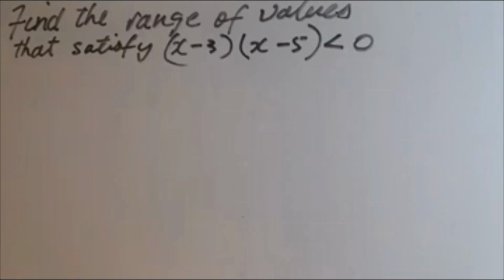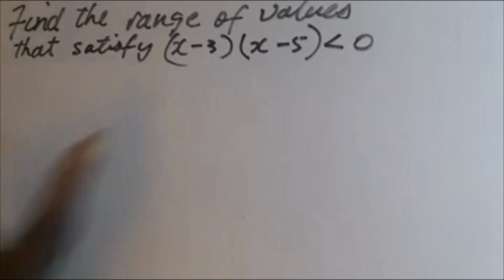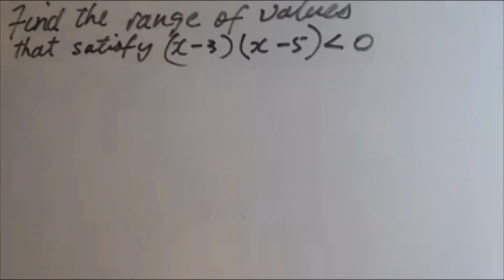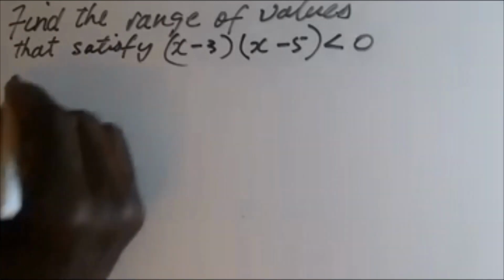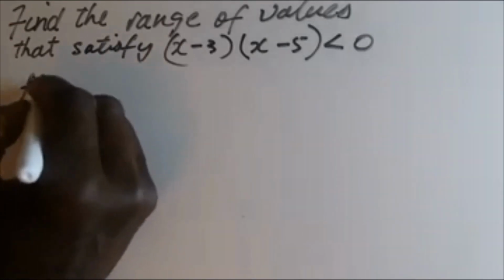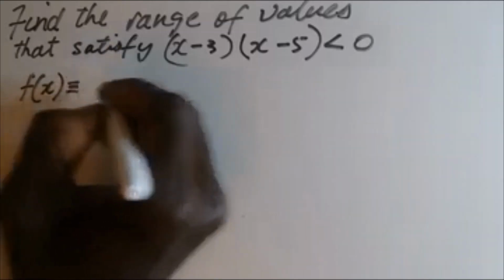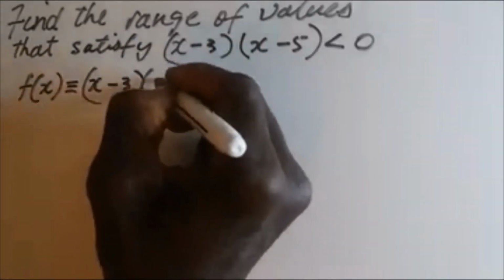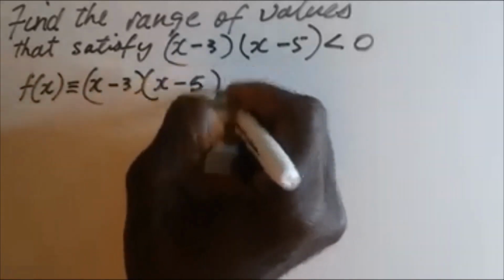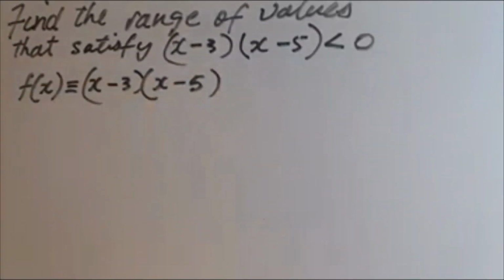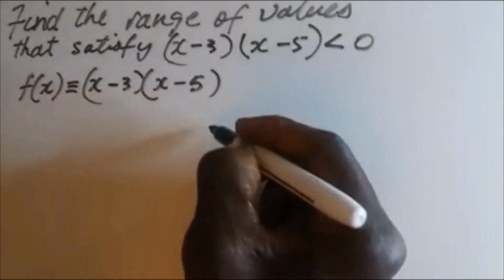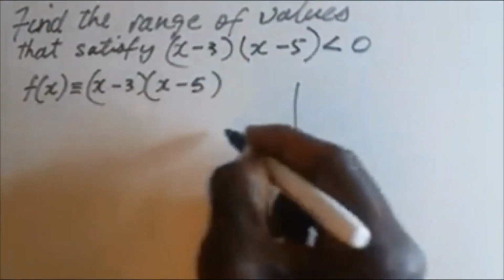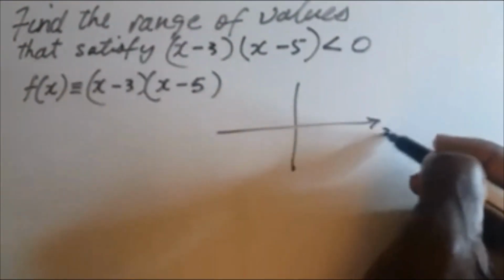We need to find the range of values that satisfy this quadratic inequality. If you clear the brackets, you would have a quadratic function. So let's call that function f of x. And so we can actually sketch a little graph of f of x.